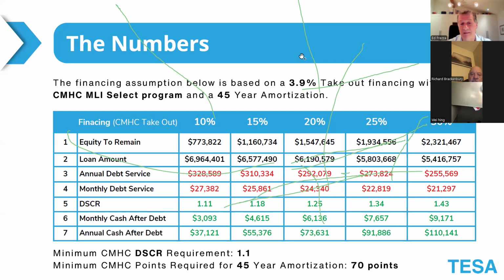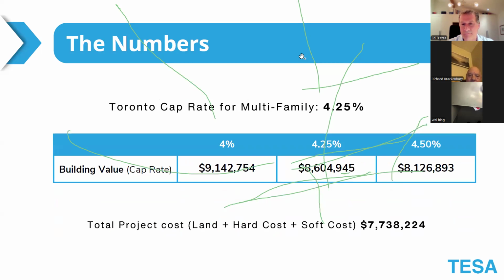But you can see that as you're leaving more equity in the deal, your DCR goes up, your cash flow goes up. So in the first scenario with only 10% equity into the deal, you're only getting $3,000 a month in positive cash flow. But you can see if you're leaving 30% in, you're getting $9,000 in positive cash flow. Right? So that's how these numbers pan out, how we evaluate them.